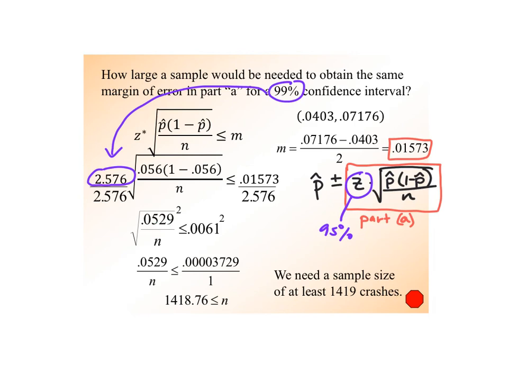And then to get rid of the square root, we square both sides. When you square this side, it gives you this. Then we can cross multiply, or you can multiply by n and then divide by 0.000033729. But our conclusion is going to be we need a sample size of at least 1,419 crashes.